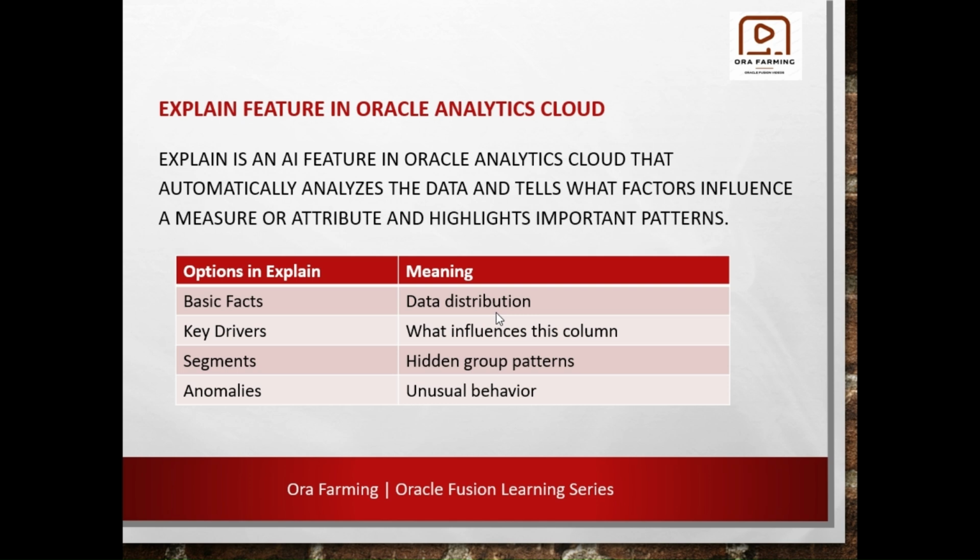Explain is an AI capability in Oracle Analytics Cloud that automatically analyzes the data and tells us what factors influence a particular measure or attribute. Instead of manually investigating the data, Oracle Analytics automatically highlights key drivers, distribution, and unusual patterns. In simple terms, Explain answers the question: why is this happening?